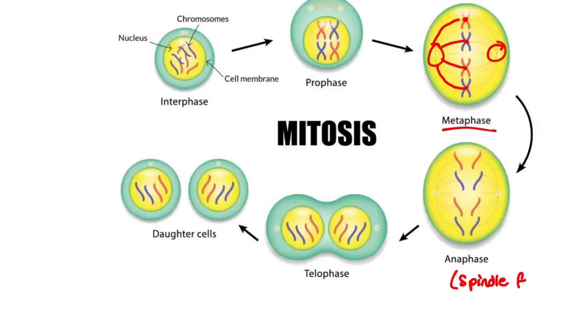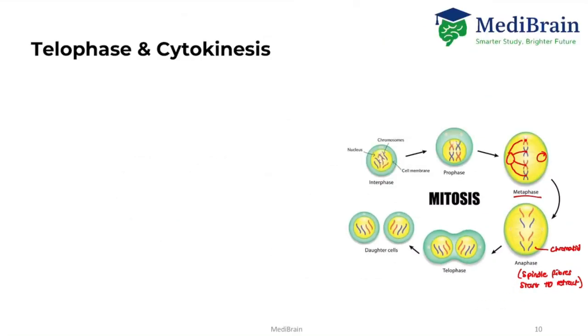So the spindle fibers start to retract and pull each individual chromatid. So remember, each individual one is called a chromatid. Each chromatid is pulled to opposite ends of the cell. Okay, so that's what happens in anaphase.